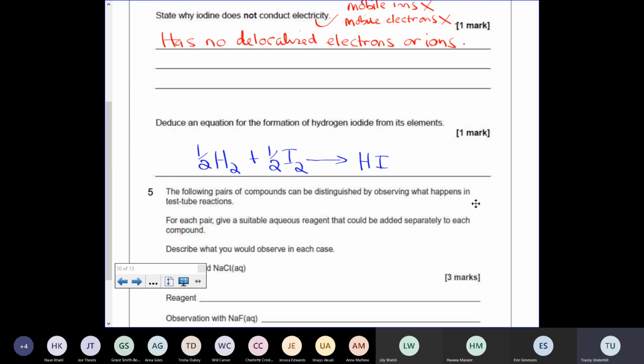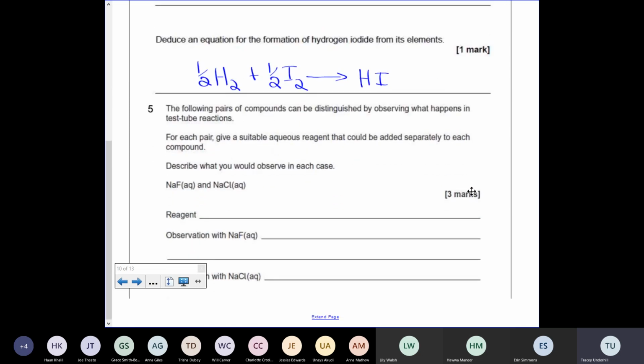Question 5, a few test tube reactions on some of the group 7 bits. Following pairs can be distinguished by observing what happens in test tubes. Give a suitable aqueous reagent that could be added separately to each compound and describe what you would observe in each case. So sodium fluoride and a chloride. We had this earlier, I think. A fluoride and a chloride, you're looking at your halide ions, testing for halide ions, we'll be using silver nitrate.